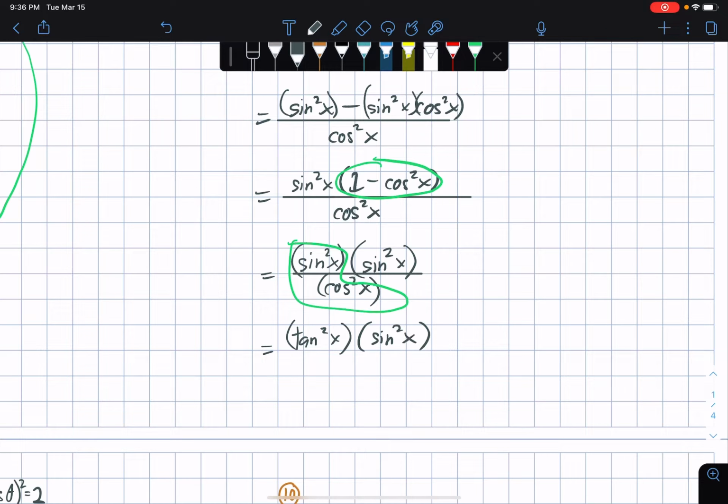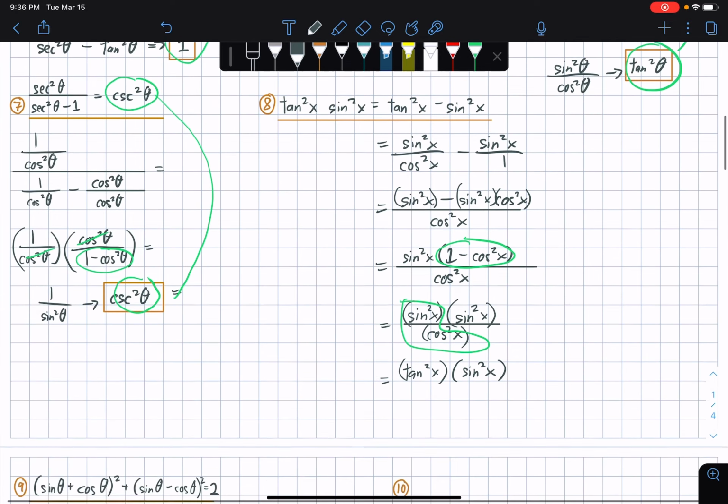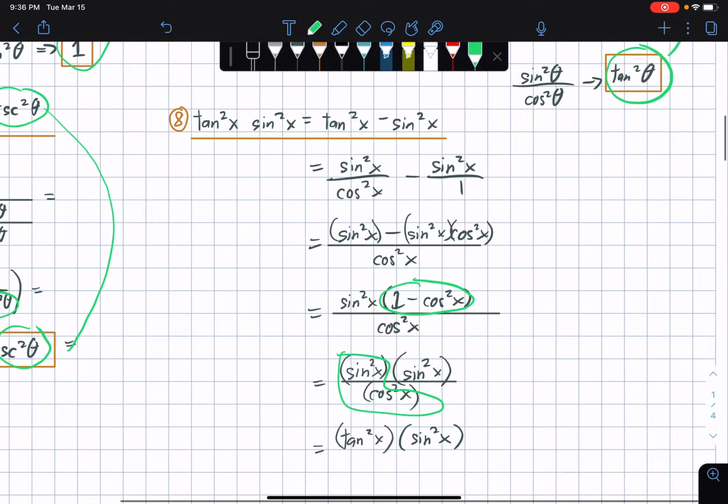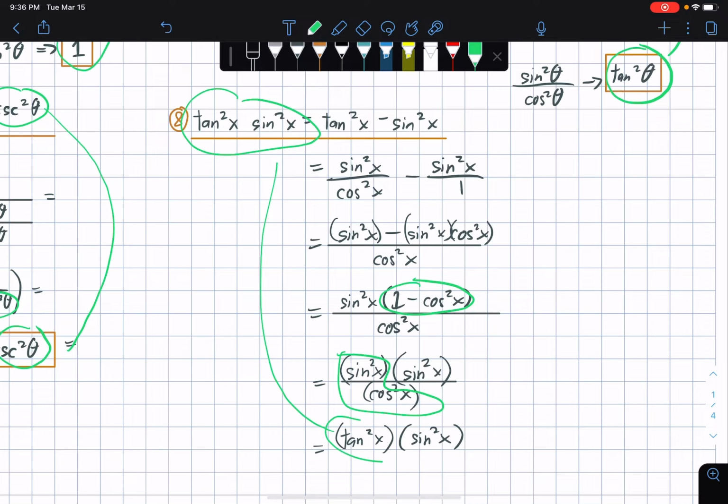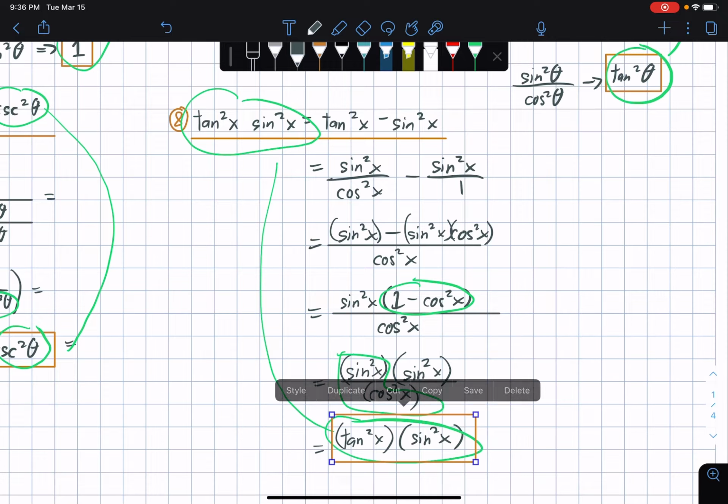Let's see if it's equal to the left side. So yes, they are equal to the left side. But of course, there's so many green circles. That's distinct our final answer with a brown annotation, the brown box. I'm sorry. Let's proceed to number 9.